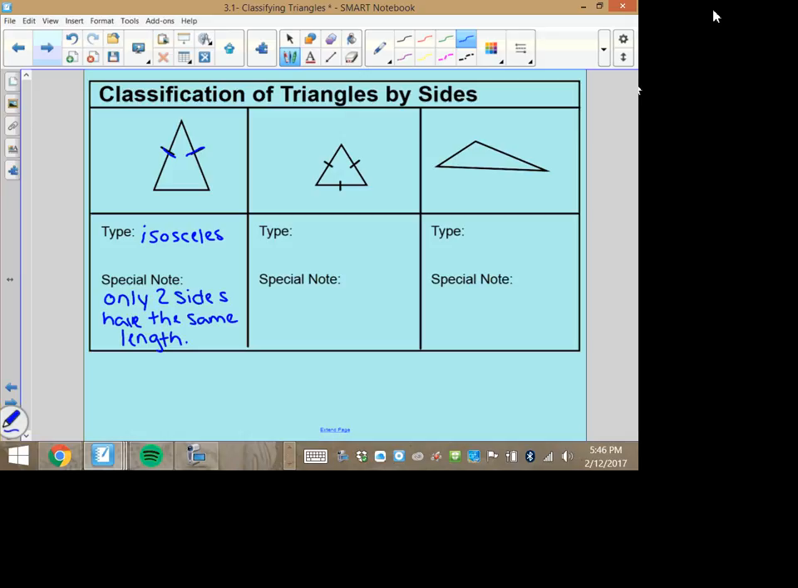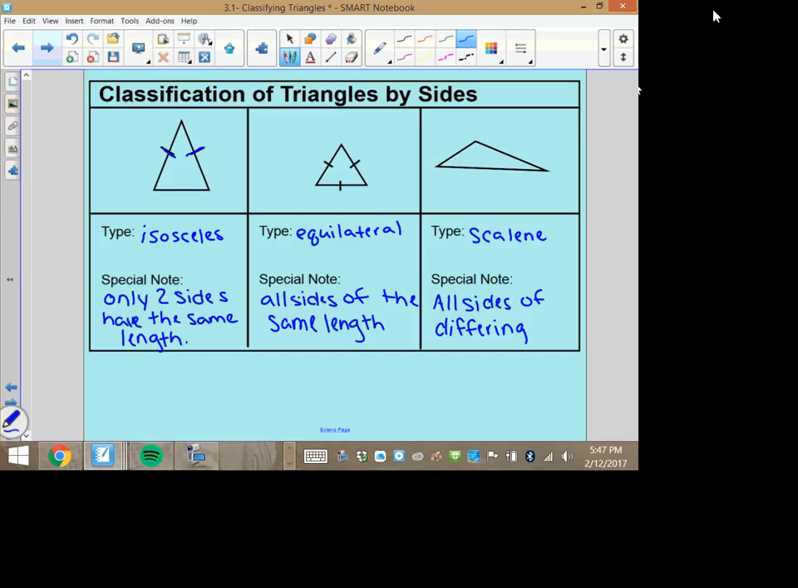The middle one is an equilateral triangle. Similar to our equiangular triangle, this is talking about all sides being equal rather than angles. So all sides are the same. And then lastly, we have a scalene triangle. Note that all sides are differing lengths, or no two sides are the same length.